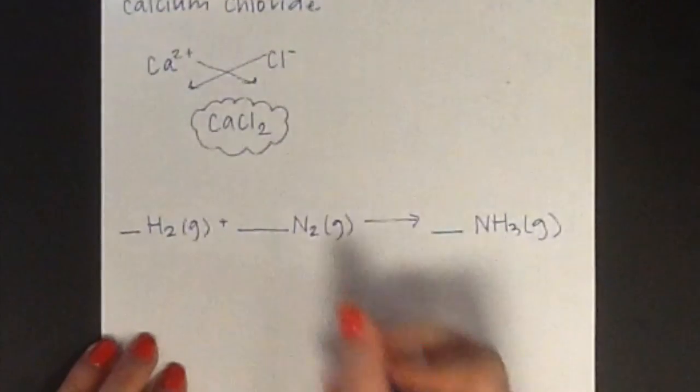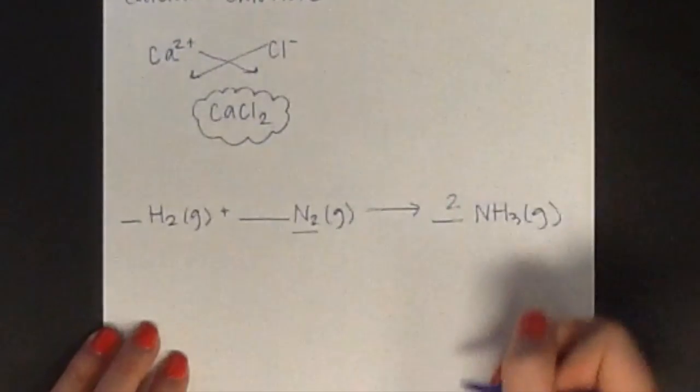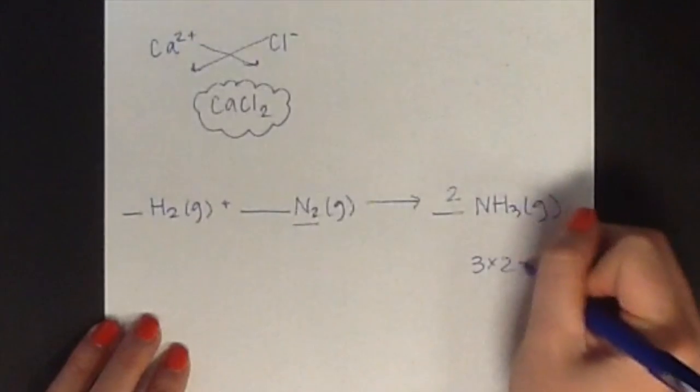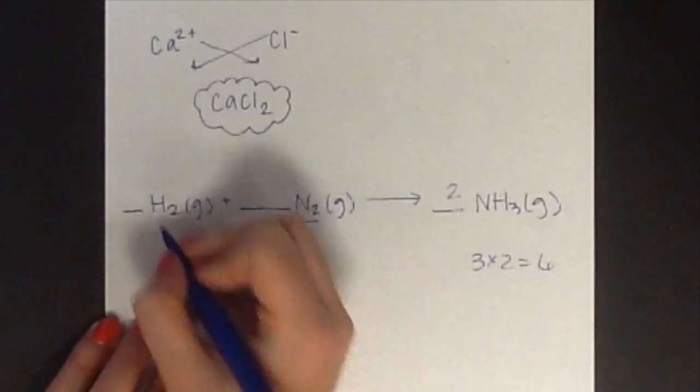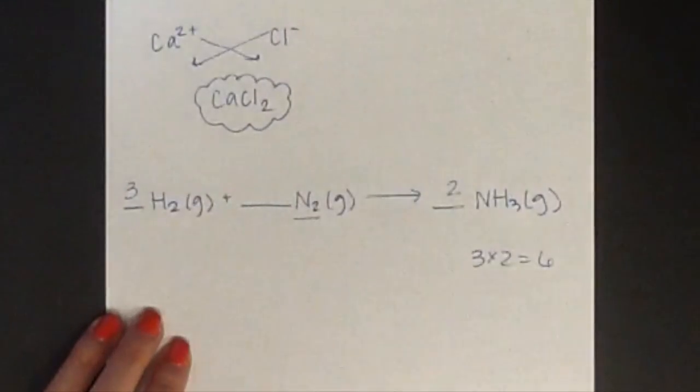Since there are 2 nitrogens, place a 2 in front of the NH3 in order to balance the amount of nitrogens. Since there is a 2 in front of NH3, this means that there are 6 hydrogens on the product side, which means you must place a 3 in front of the H2 in order to account for all of the hydrogens.